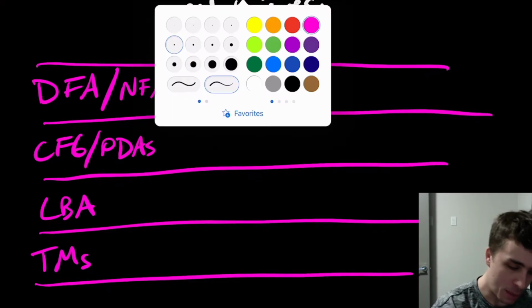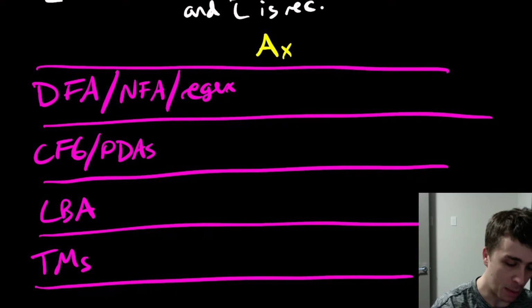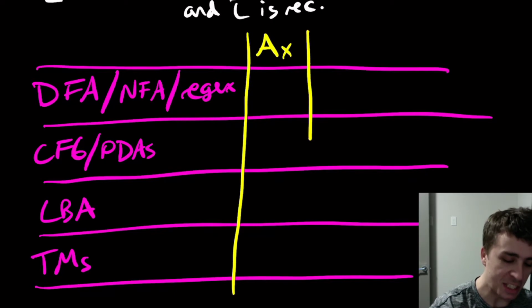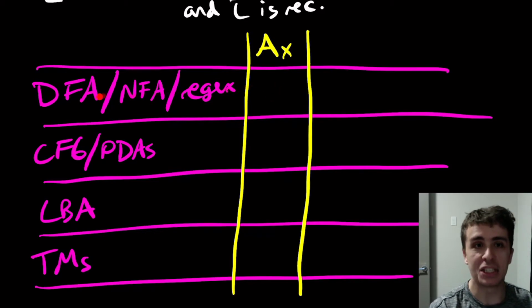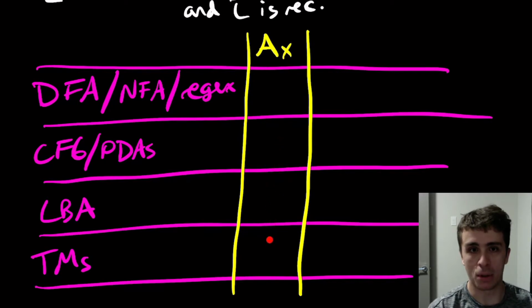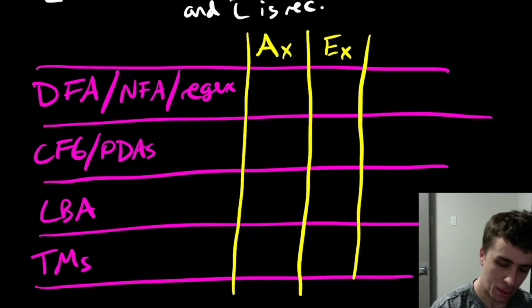So the main problems that we talked about are the acceptance problem, which I'm going to abbreviate as A sub x. In this cell right here, I'm going to put whether A sub DFA or NFA or regex is decidable. For A CFG, A sub PDA, same thing. A sub LBA, I'm going to put whether that's decidable. ATM, whether that's decidable. And similarly, for the emptiness problem, I'm going to put like that. The equivalence problem, I'm going to put like that.